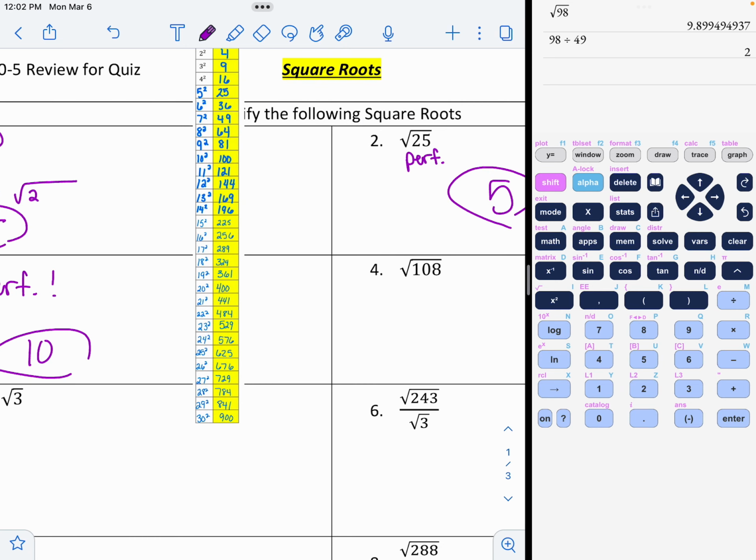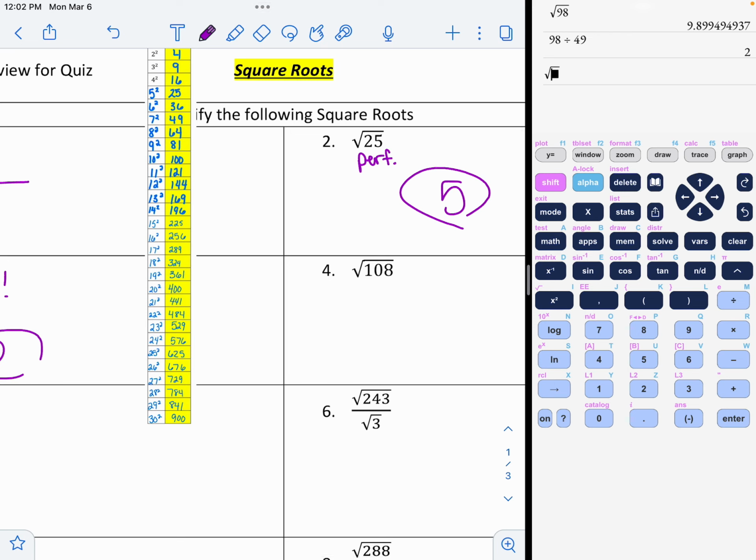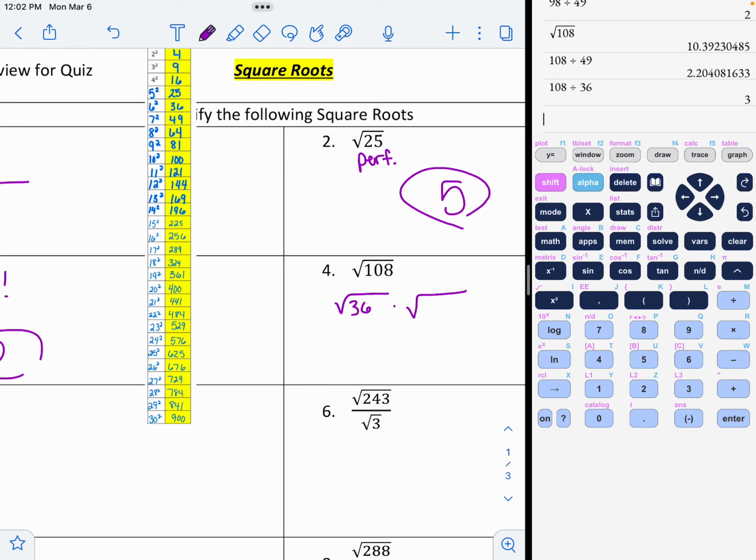All right, let's take a look at 108. Now, 108 is not on my list. If you take a look, you do not get a perfect answer. So I'm going to start at my list at 49. That doesn't work. Then I'm going to make my way to 36, and there it is. So 108 gets broken apart into two square roots. One is 36, one is 3. The square root of 36 is 6, square root of 3 left over.